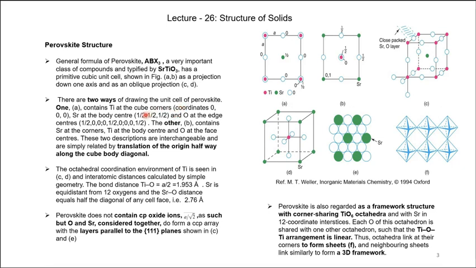And then titanium is in cubic, so titanium's coordinate is 0, 0, 0. And strontium, as it's in the body center, should be half, half, half. And oxygen at the edge center, and therefore the oxygen coordination will be half, 0, 0, or 0, half, 0, or 0, 0, half.